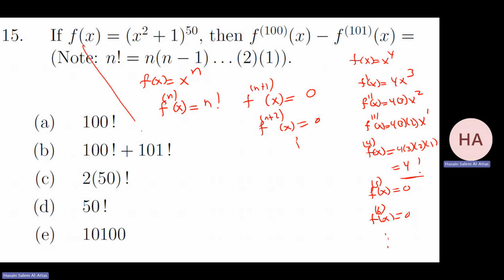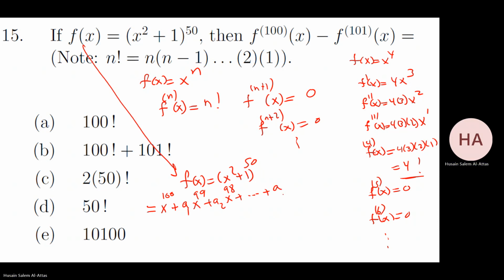Now let us work out this function. F of x, x squared plus 1 to the power 50. If you open it up, it will be what? Let me write it here. It will be x to the power 100 plus a number times x to the power 99, call it a1, plus a2 x to the power 98, blah, blah, blah, plus a99 times x plus a100. Okay, something like this. These are numbers. I don't care what these numbers are. This is my f of x.